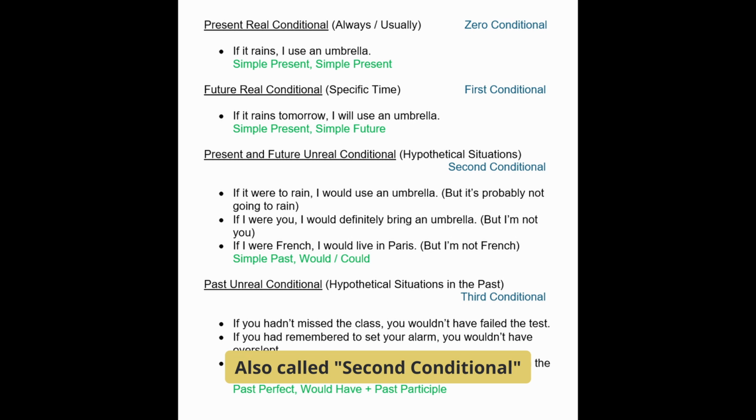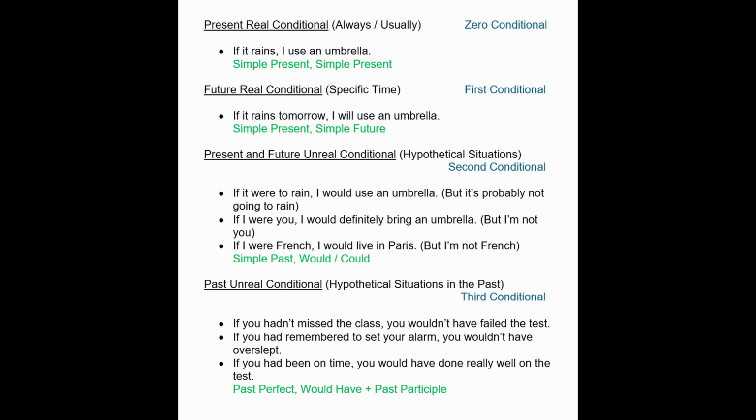I happen to be American. If I were French, then I could probably speak really good French, right? But I'm not French, I'm American. If I were French, I would live in the south of France, okay? But I'm not French, again, I'm American. So that is the opposite situation. That's why it's called the present and future unreal conditional. Hypothetical situation, imaginary situation, something that's not true.